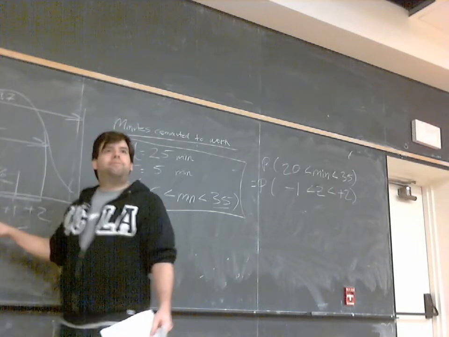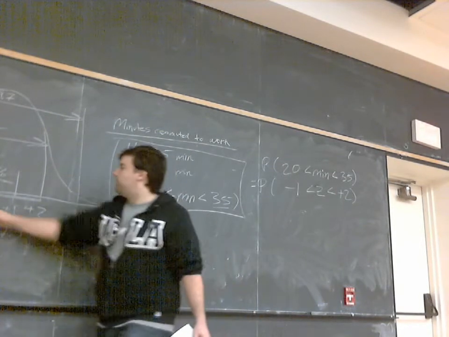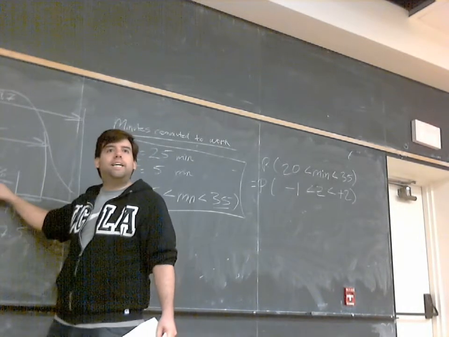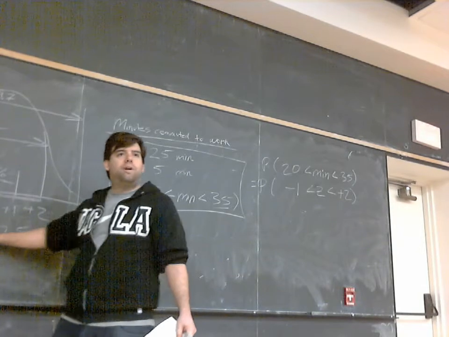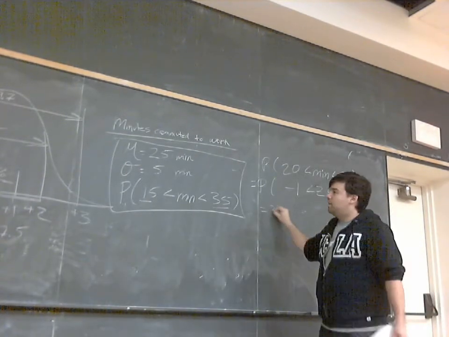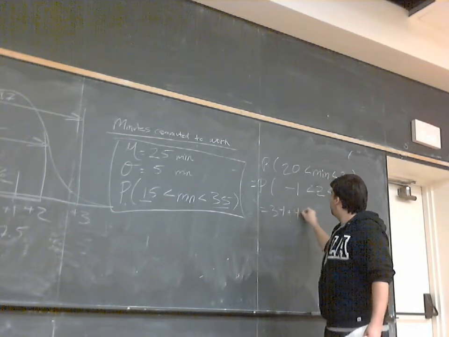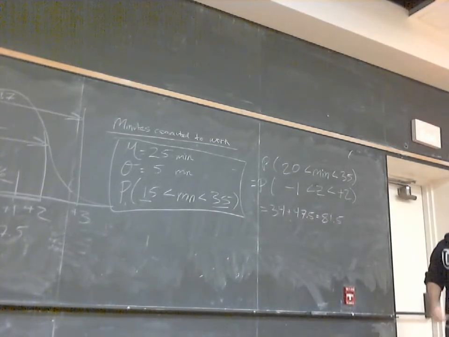Do you guys see where that came from? It was the same logic that we used to find the 47.5. If from -1 to +1 is 68, then from -1 to 0 is just half of that 68, 34. So here I'd have 34 plus 47.5, 81.5.